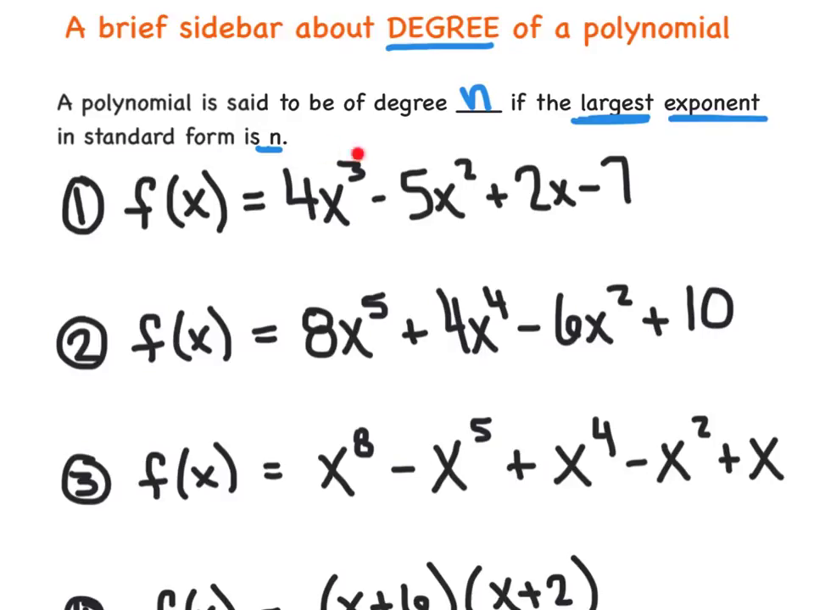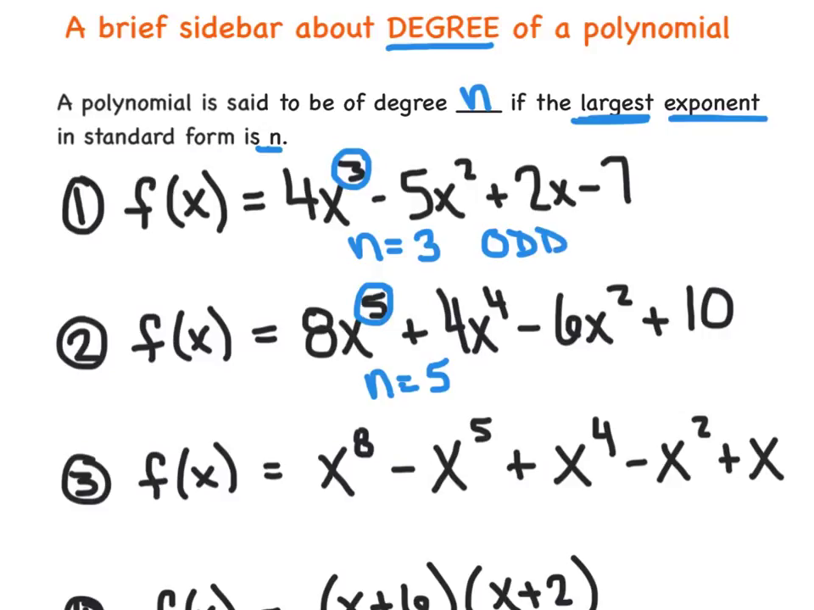And as you scan this polynomial, you'll notice the largest exponent is right there. So I'm going to say this is a third degree polynomial. Number 2, what's the largest exponent you see? It's a 5, so this is a 5th degree polynomial. And one more thing. If it's a third degree polynomial, we say it's an odd degree.